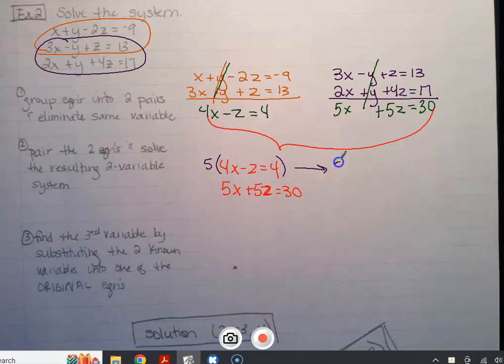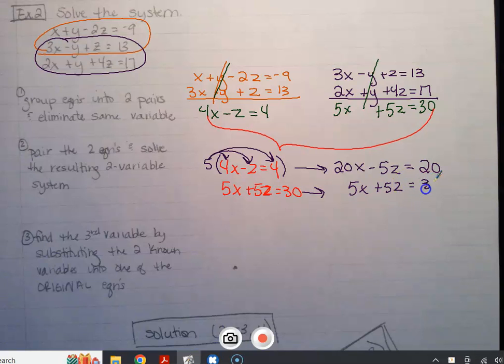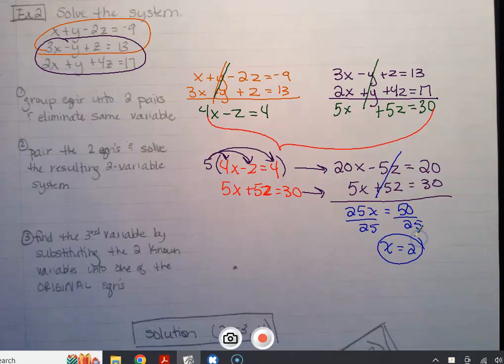5 times 4x is 20x. 5 times negative z, negative 5z. And then 5 times 4 is 20. All right, we're just going to bring the original one over here, so we have 5x plus 5z, because I'm lining them up, equals 30. Good job. So the z's cancel. 20x plus 5x, 25x equals 50, because 20 plus 30. Divide by 25. x equals 2. And the solution is down here, so we got the x equals 2 part. We're on the right track. Woo, that feels good.